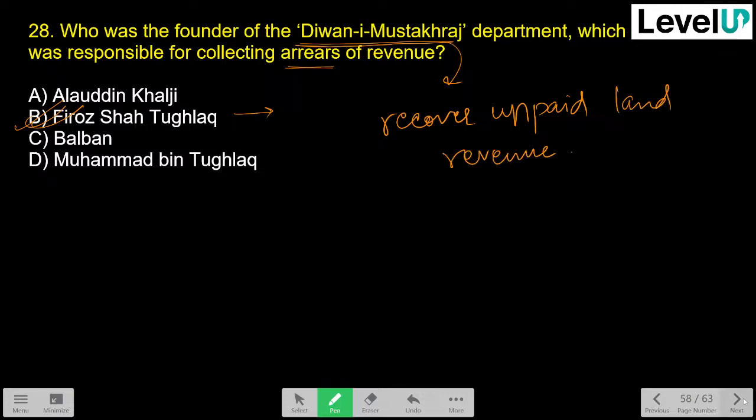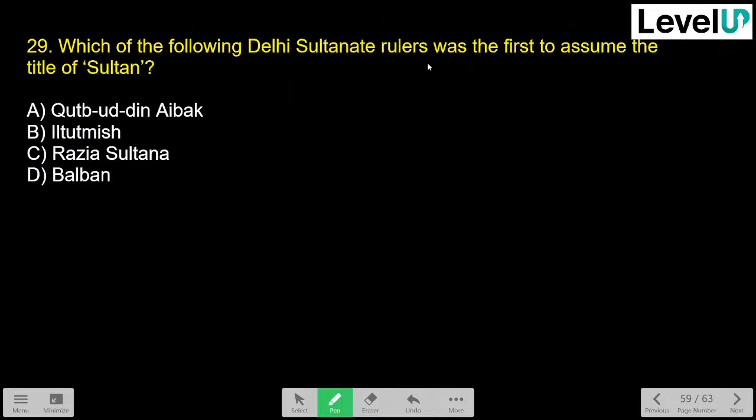Revenue means taxes, right? Next, which Delhi Sultanate ruler was the first to assume the title Sultan? The name Sultan was taken by Iltutmish. The word Sultan literally means to rule as sovereign. Sultan means now he is not under Muhammad Ghori or anyone like that, right?